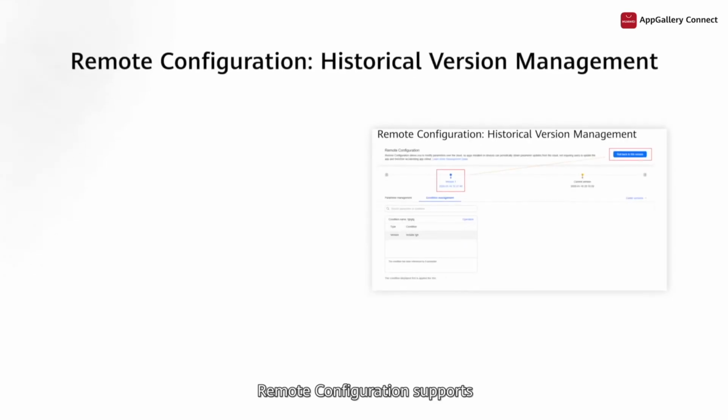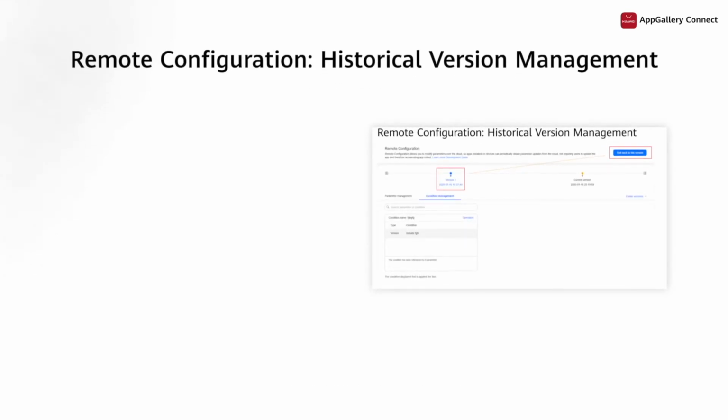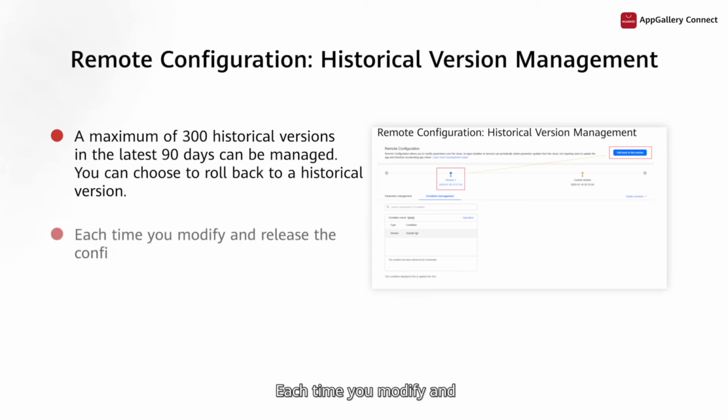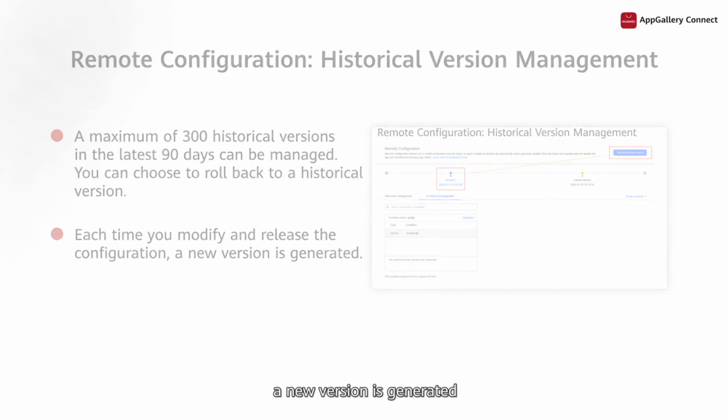Remote configuration supports historical version management. A maximum of 300 historical versions can be accessed from the last 90 days. You can choose to roll back to a historical version at any time. Each time you modify or deploy a configuration, a new version is generated.